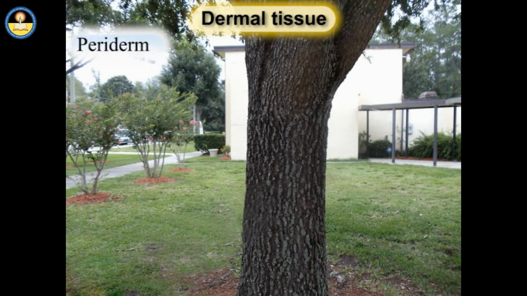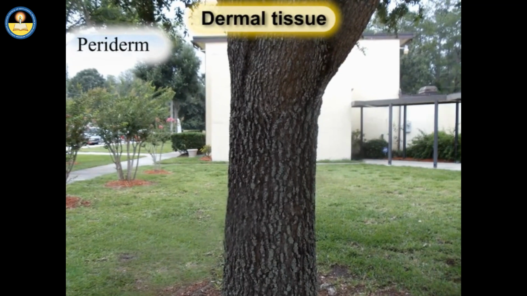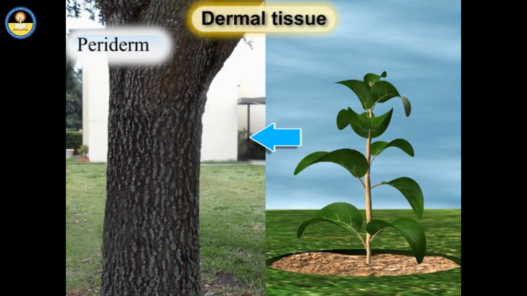The other dermal tissue type is the periderm or bark. It replaces the epidermis of stems and roots when the plant gets old or shows secondary growth.